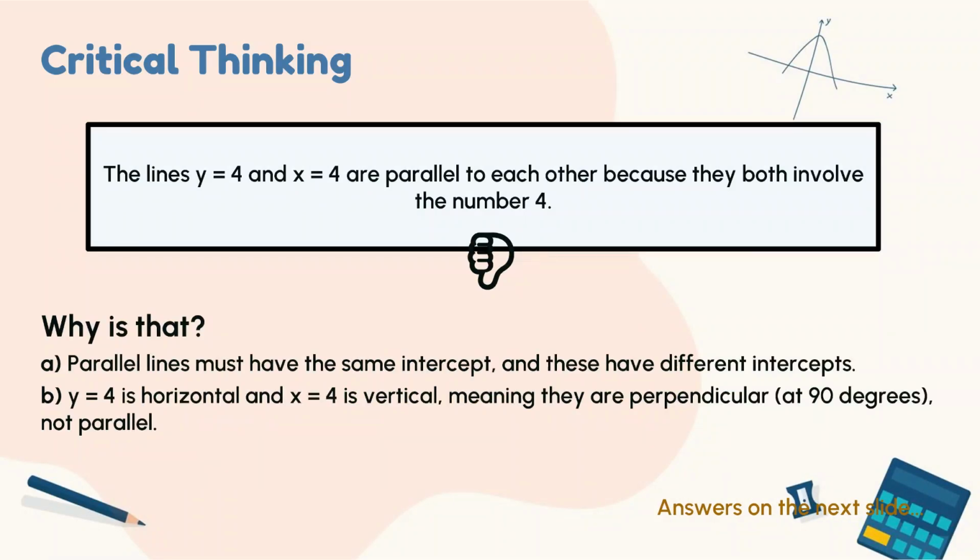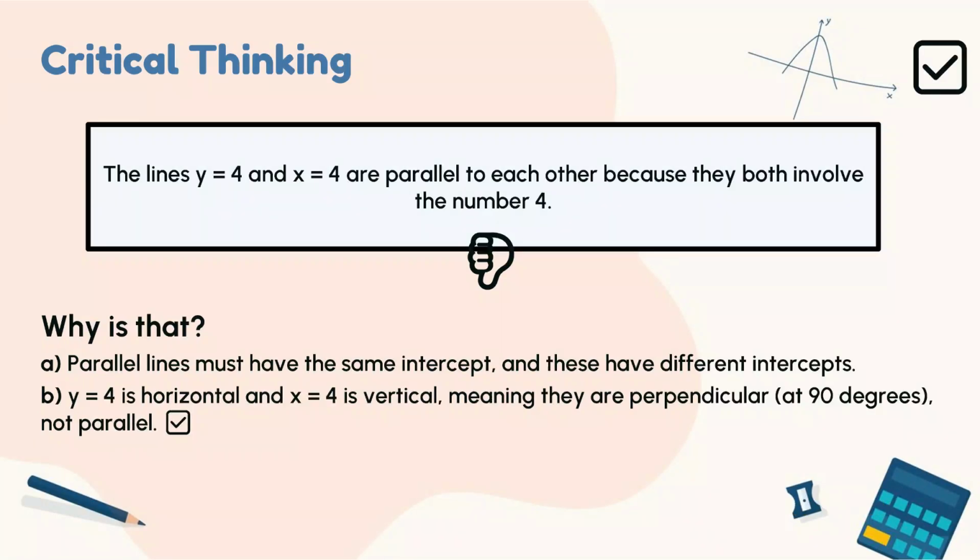The statement is false. The line y equals 4 is horizontal. It goes from left to right and is parallel to the x-axis. The line x equals 4 is vertical. It goes up and down and is parallel to the y-axis. A horizontal line and a vertical line meet at a right angle. That means they are perpendicular, not parallel.